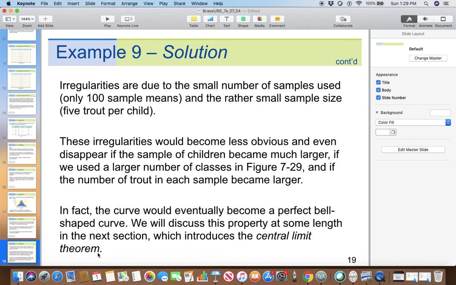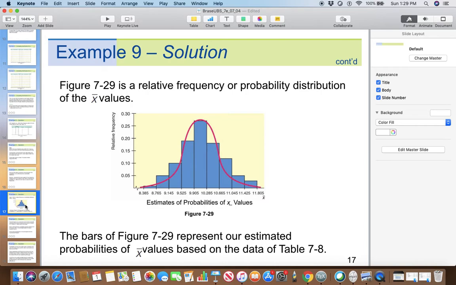Right now we have only looked at samples of 5 each, and we have built a frequency table. It approximates a curve. Now what do we do with all this information? We will see what to do with this information in our next section.